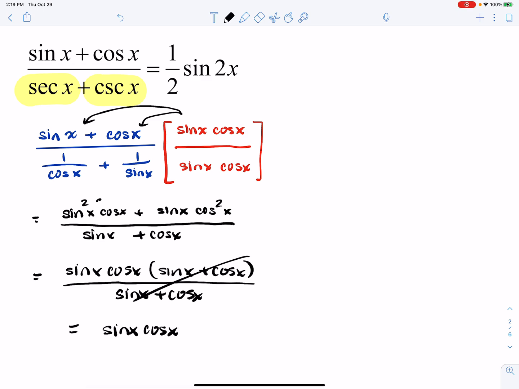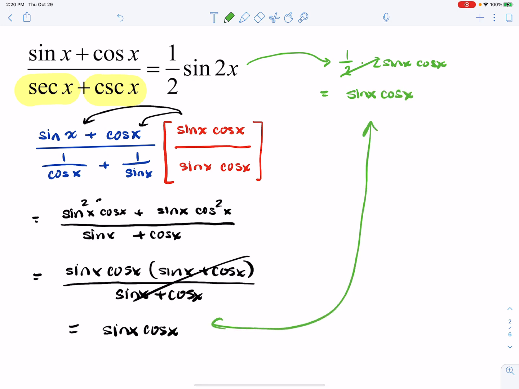Well, if you remember the identity for sine of 2x, this should hopefully look familiar. Just to double check, though, I am going to take this side and I am going to rewrite that as well. We know that sine 2x is 2 sine x cosine x. And yeah, wouldn't you know, the 1/2 and the 2 cancel out. And there we have it. Sine x cosine x on both sides. So we have verified this identity.